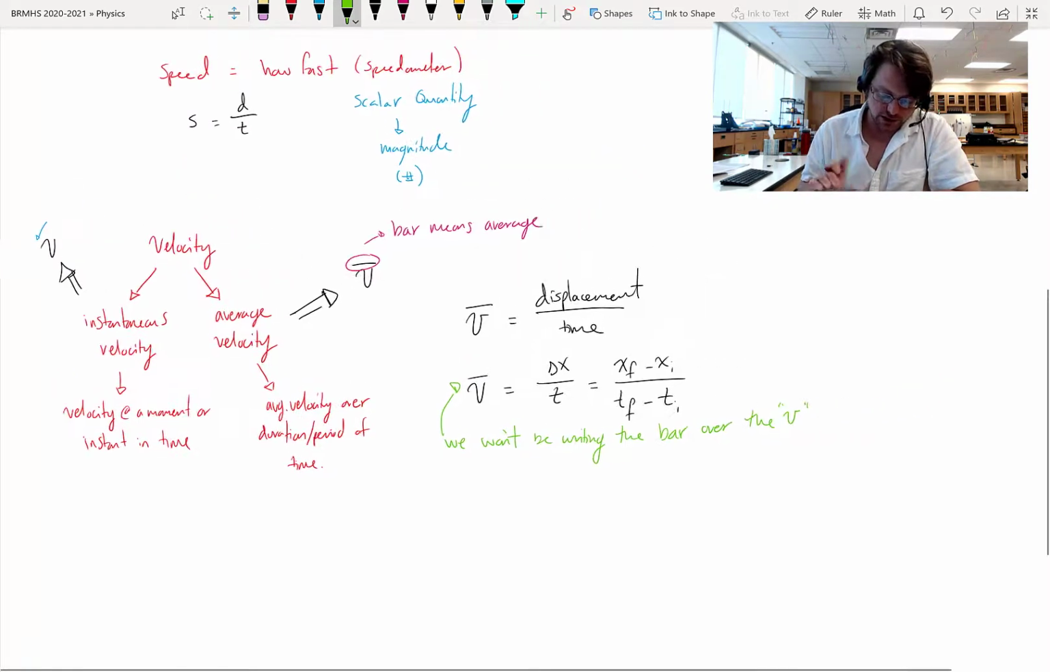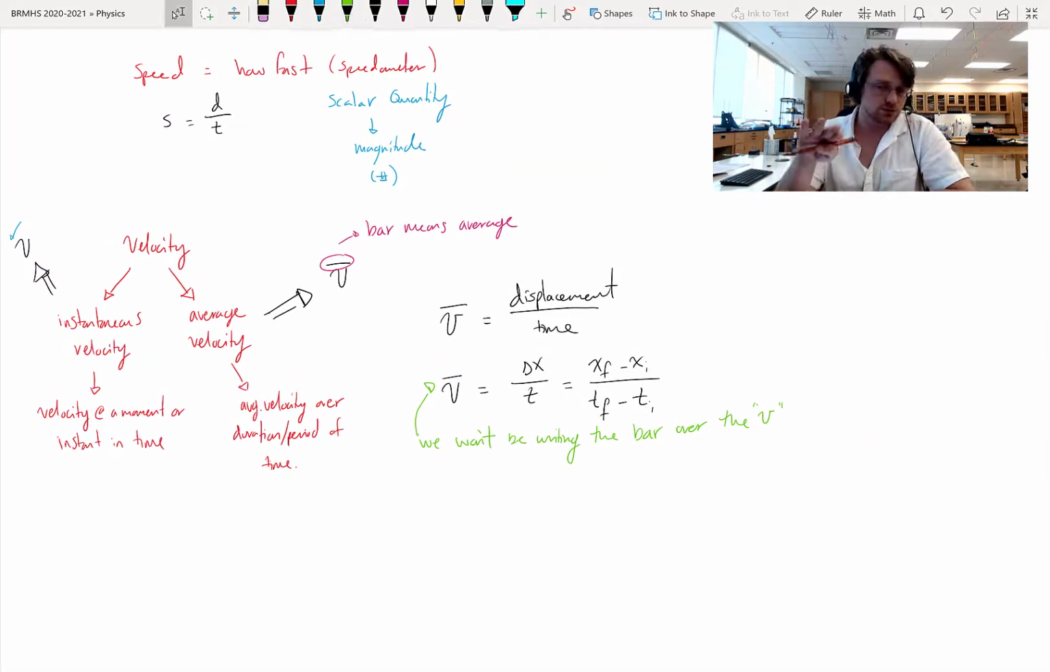Okay, so there's our velocity. It's a displacement over time. That's the most important thing to remember. You can have instantaneous at a moment or instant in time, or an average velocity, which is something that you calculate over a duration or longer period of time.